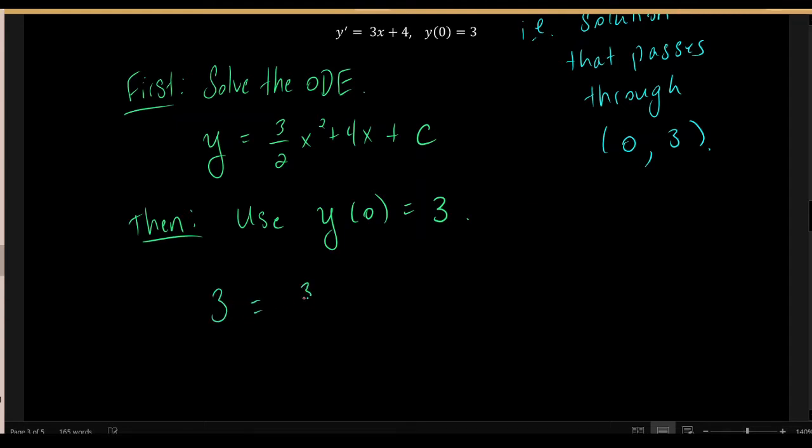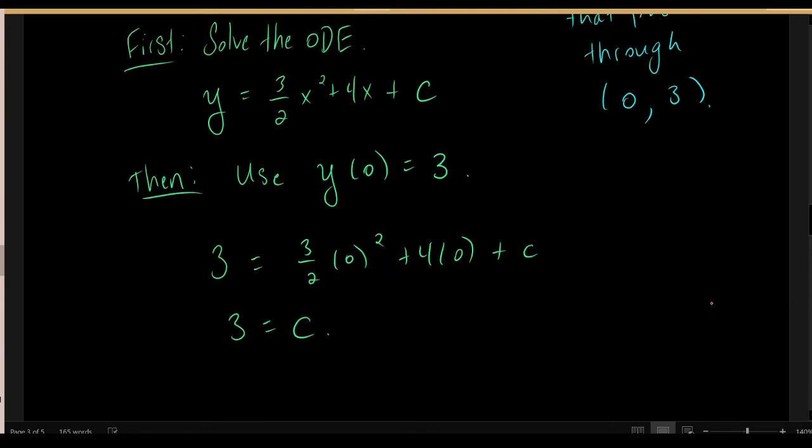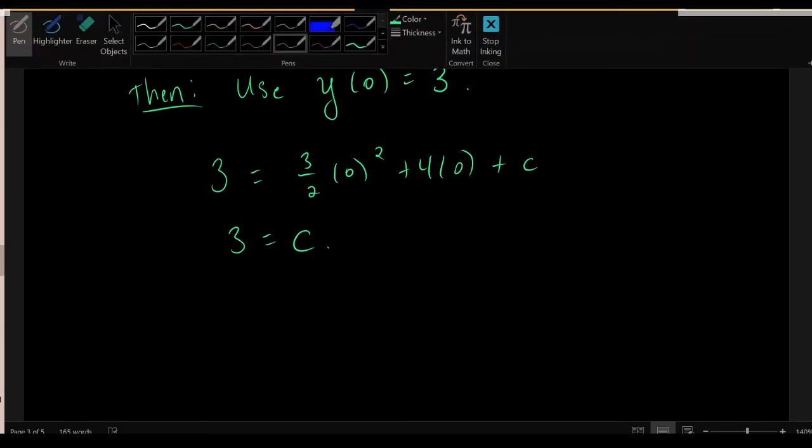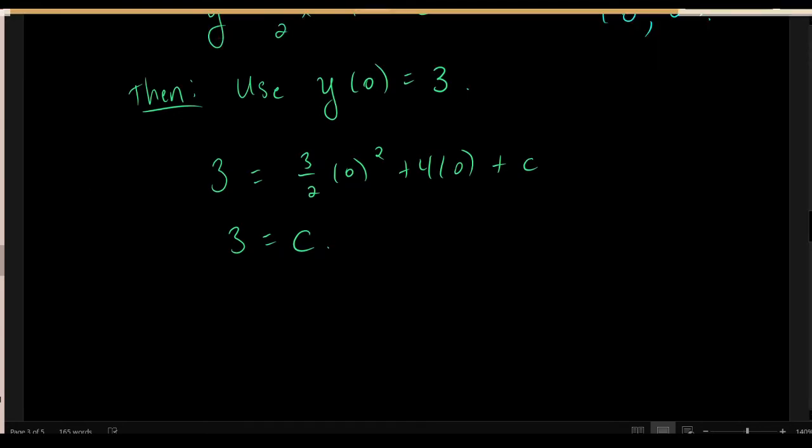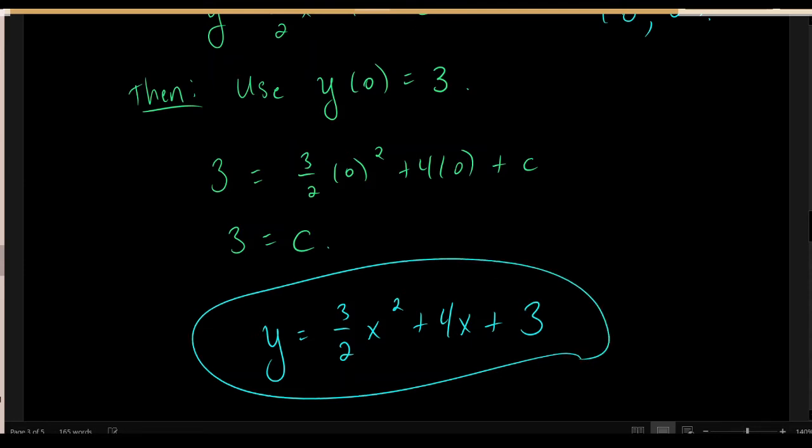The y is 3 when the x's are 0. And after simplification, that tells us that the c value has to be 3. So in conclusion, which of the infinitely many solutions is the one that we want in this initial value problem? We want the solution y equals 3/2 x squared plus 4x plus 3. There is now a single solution to this initial value problem.